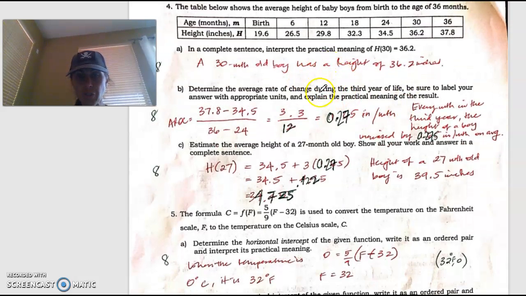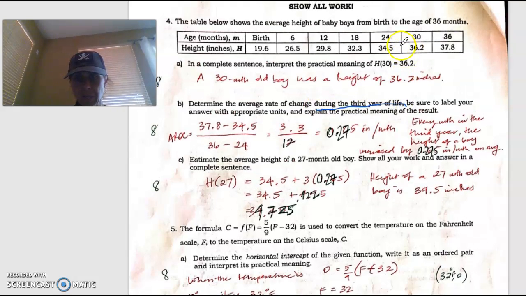If you are asked during the 3rd year of life, that would be from 24 to 36. This is the end of the 2nd year to the end of the 3rd year. That would be the 3rd year of life. Therefore, change in output values over change in input values. Make sure you keep your units, inches per month. Then describe what it means.